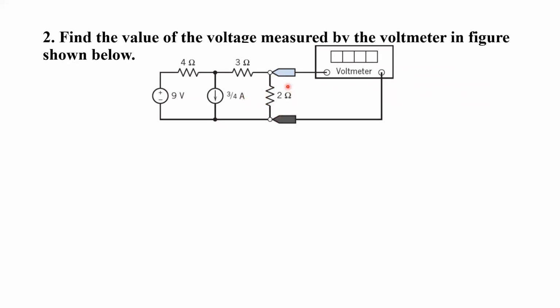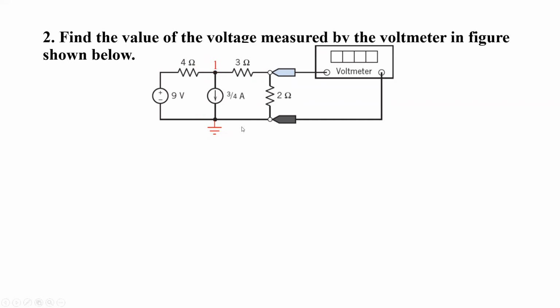In order to compute the voltage across the 2 ohm resistor, first of all, let's find the current flowing through the 2 ohm resistor. The 2 ohm resistor and 3 ohm resistor are in series, so the same current flows through both of these elements. We can use any approach, but here I'm going to use nodal analysis. Let's consider this as the grounded node and this node 1.